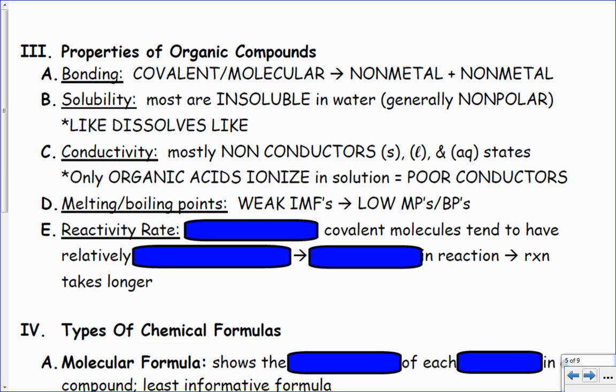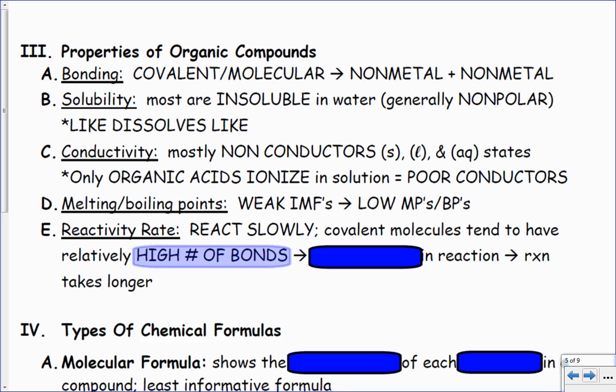Reactivity rate. We did a little bit of this in kinetics when we talked about the nature of compounds leading to the speed with which something reacts. Covalent compounds are slower. Organics are a type of covalent compound, so they react slowly because they usually have more bonds between the carbons and the hydrogens, so it requires more steps to break all those bonds, and therefore the reactions take longer.